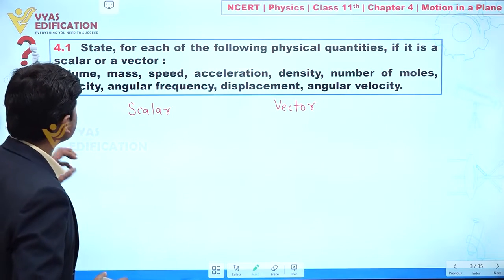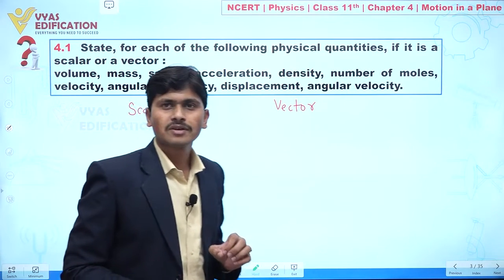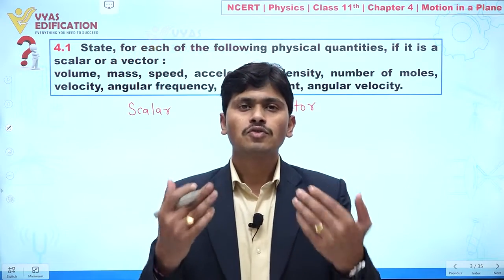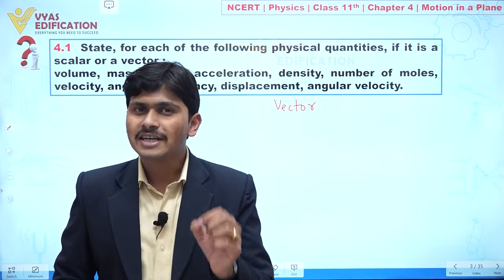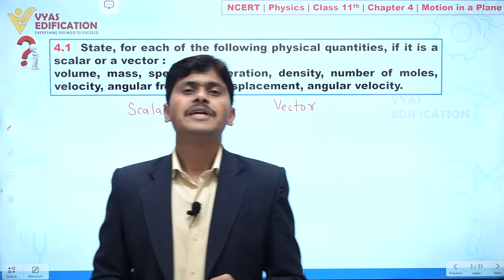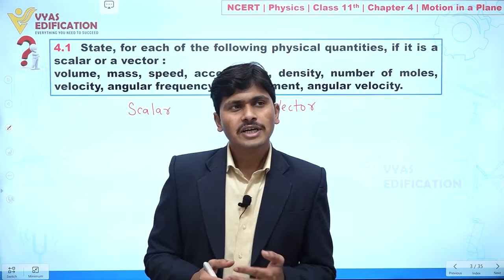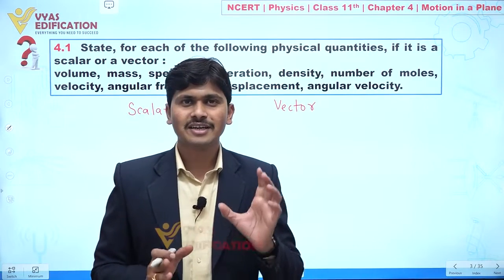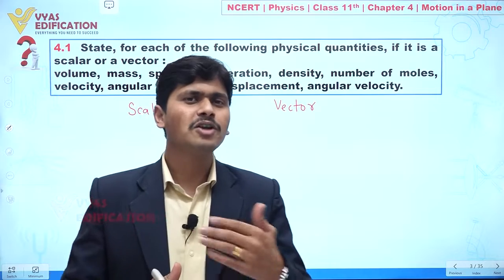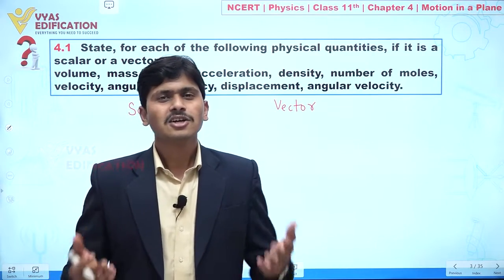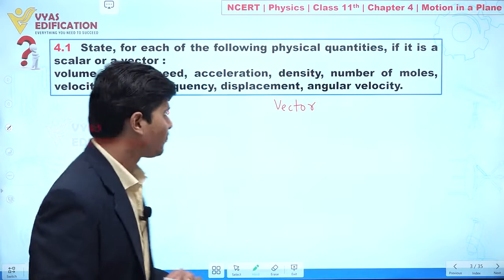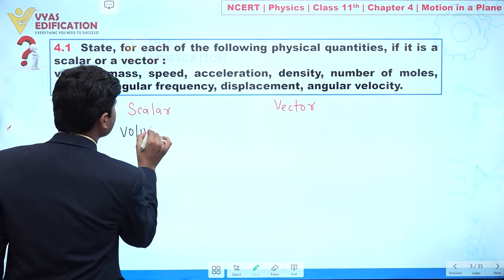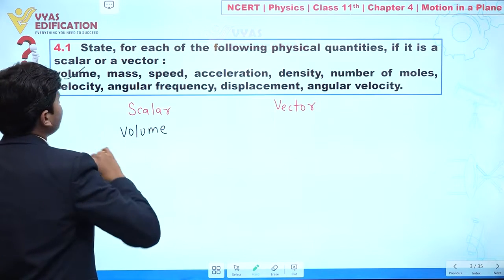Now concentrate. If we talk about volume, let's suppose I say the volume of this container is 20 meter cube. Now 20 represents the magnitude and meter cube is the unit of volume. So we are getting complete information by these two quantities, magnitude as well as unit. In volume we never discuss direction. So volume is a scalar quantity. Here we have volume, and volume is a scalar quantity. So this one we have discussed.